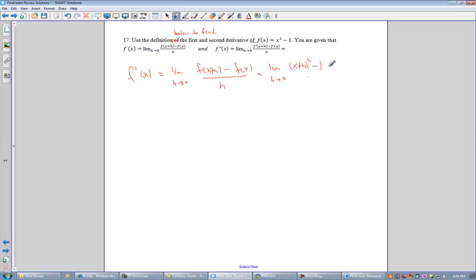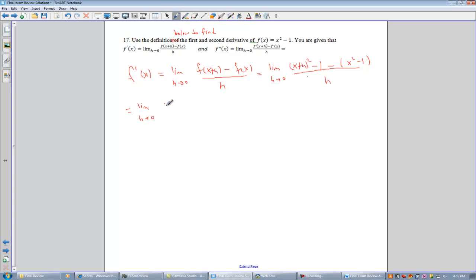So this is inside, so I square it and take away 1. And then minus f of x, which is just x squared minus 1. Notice I put parentheses around it because I'm taking off the whole quantity, all divided by h. And so this is equal to, again, I haven't evaluated the limit, so I have to keep the limit on there. The limit as h goes to 0.